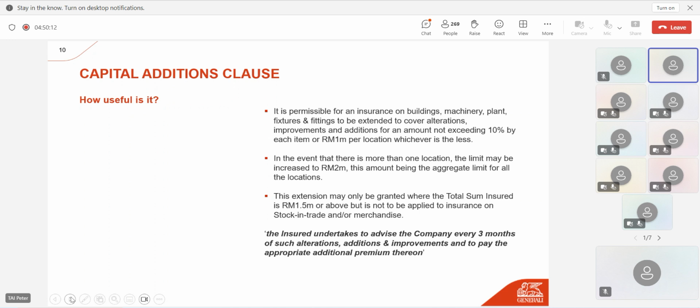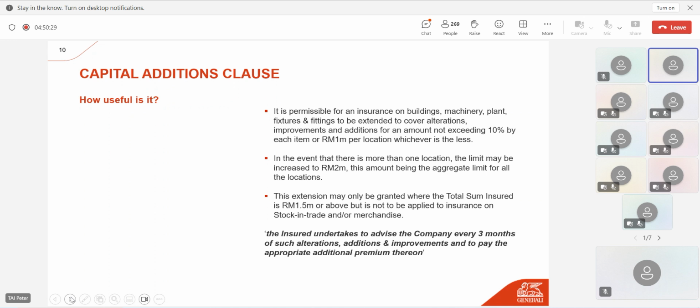This extension may only be granted where the total sum insured is 1.5 million and above, but it cannot be applied to insurance on stock in trade or merchandise. That means you can only put capital addition on what? On building, machinery, plant, fixture, and fittings. Okay.